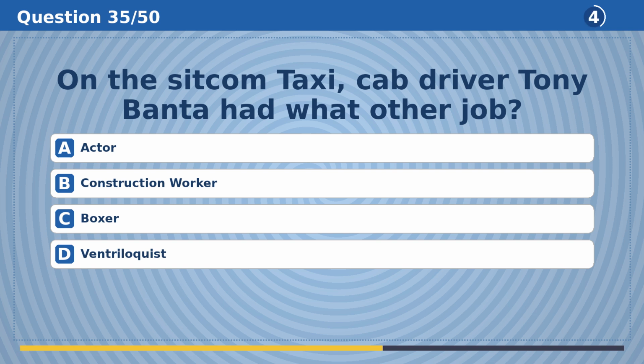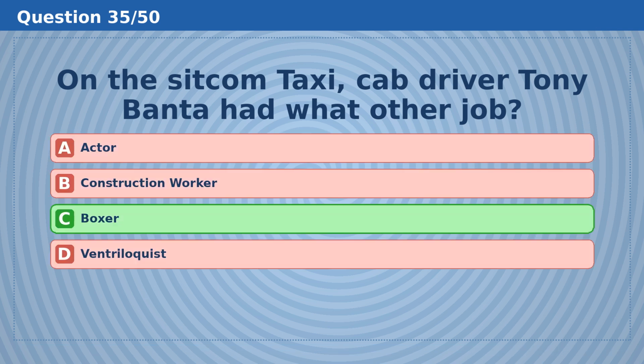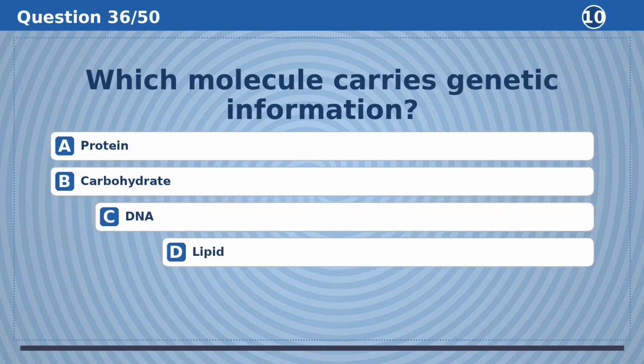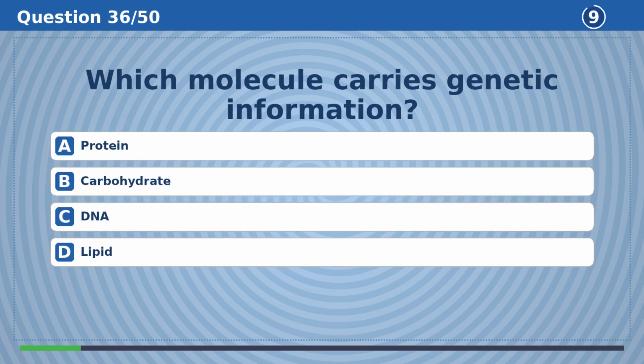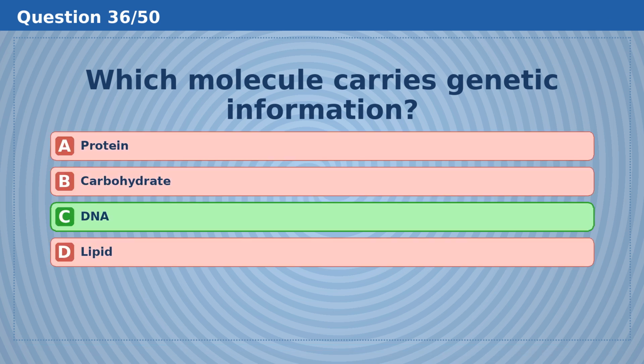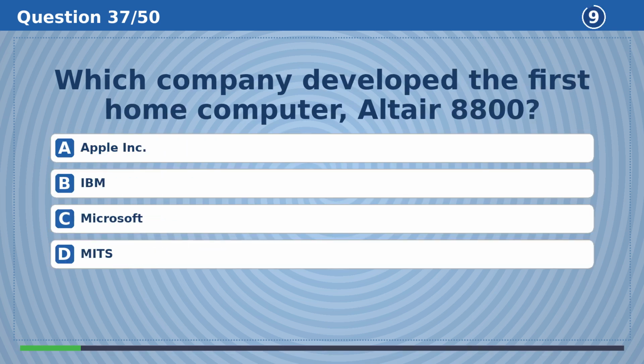On the sitcom Taxi, cab driver Tony Bana had what other job? The answer is C. Boxer. Which molecule carries genetic information? The answer is C. DNA.